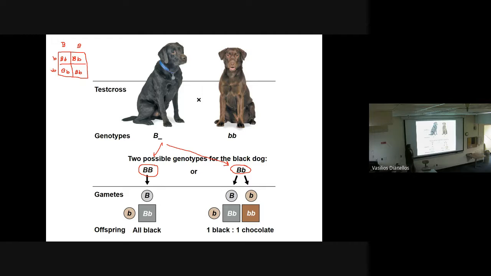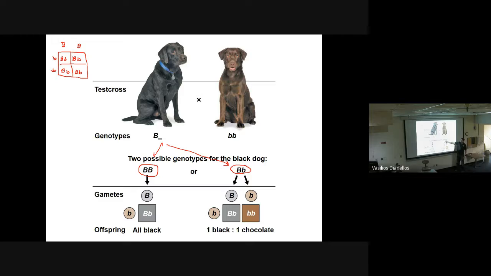Now, let me ask you this. If we did mate this black dog with this dog, and again, we don't know the genotype, we're trying to figure it out. Let's say it had 4 puppies, and they were all black. Do we know for sure that this dog is actually homozygous dominant? Or let me say it another way. Let's look at the other situation. If this dog and this dog mate, and 3 of them are black and 1 of them is brown, do we know for sure that dog is heterozygous?